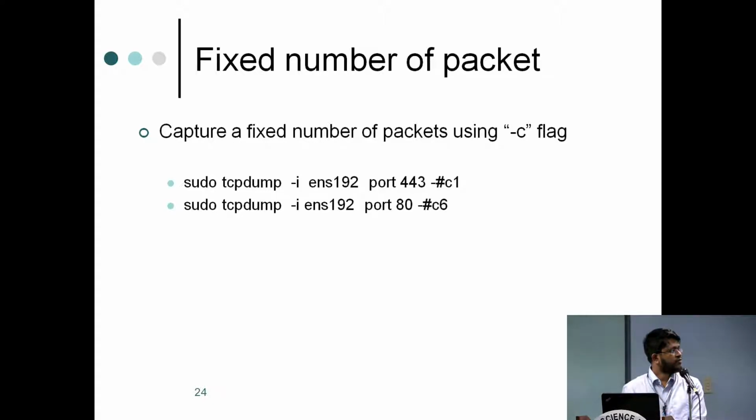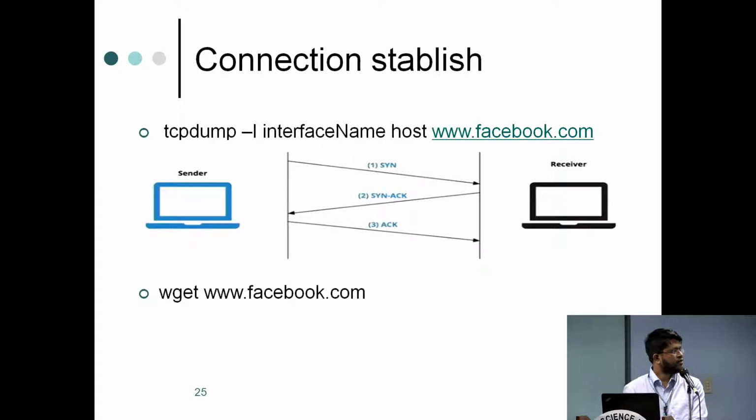So I think I have already discussed this. -C is used for a specific number of packets. So this is for connection establishment. TCP has a three-way handshake, right? So we have SYN packets, SYN acknowledgement, and acknowledgement packet. So we can capture these packets as well.